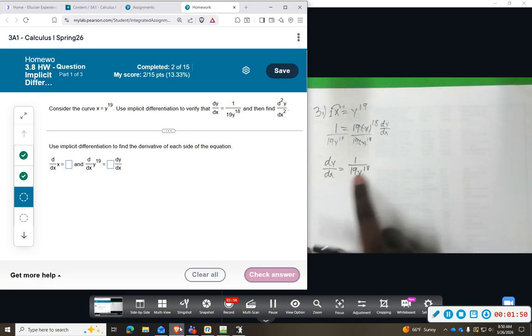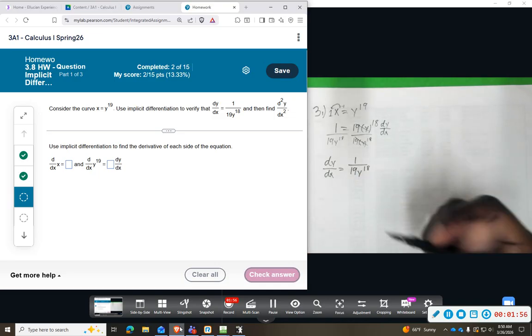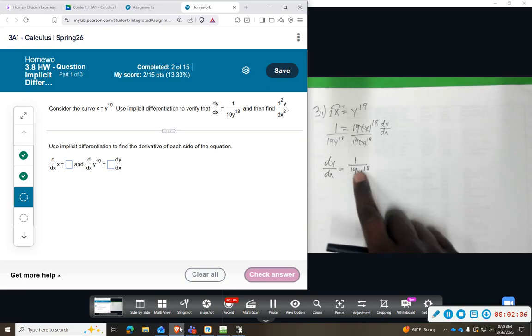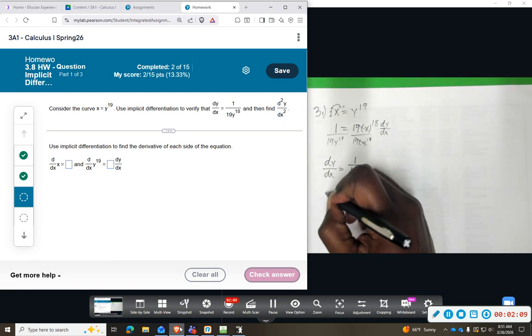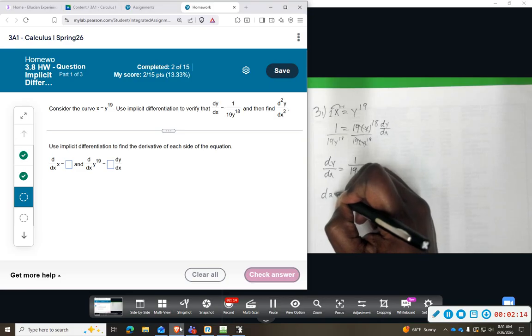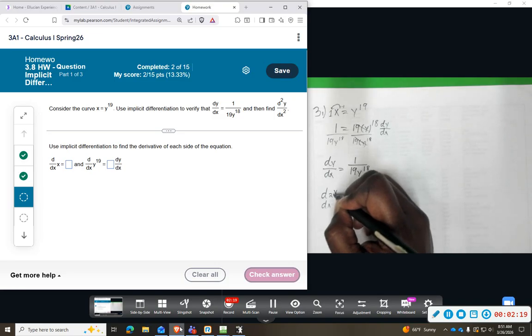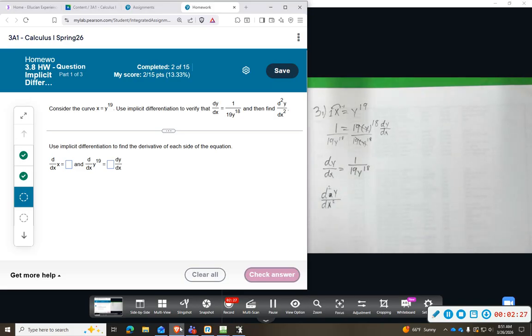Now, once we have this derivative, we want to do the second derivative. Since we have a 1 on top, it's nicer instead of doing the quotient rule to just bring this up. So now if I do d squared y over dx squared, this is the notation.